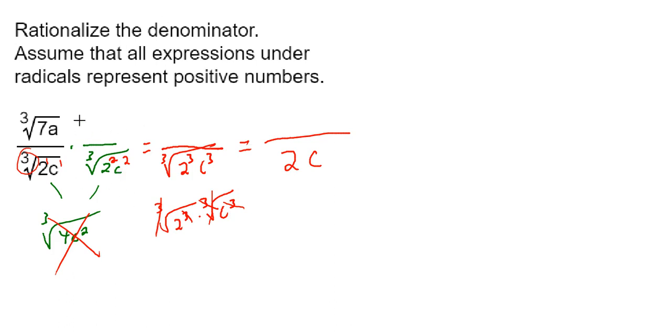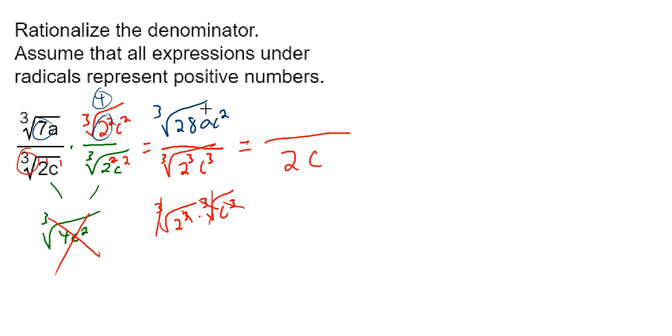If I multiply this to the bottom, I got to multiply the same thing to the top. So I have to multiply cube root of 2 squared c squared to the top. And so when I multiply those together, I'll get the cube root. 2 squared is 4. 4 times 7 is going to give me 28. And then I'll have a times c squared. So a and c squared just get multiplied together inside of that single radical.